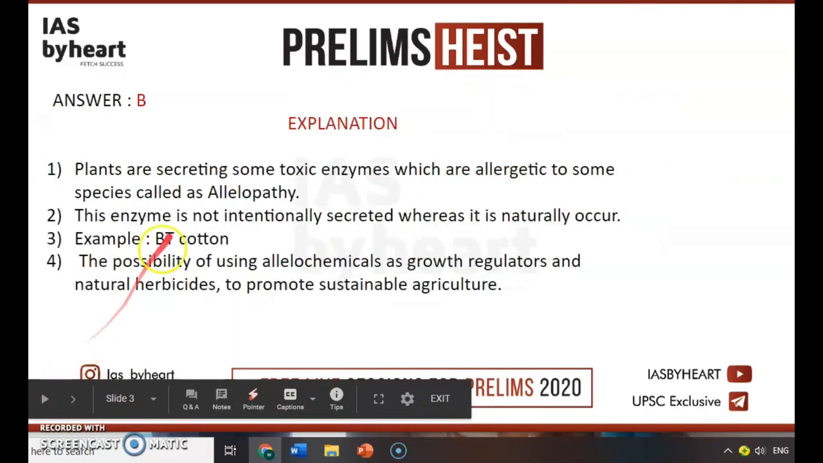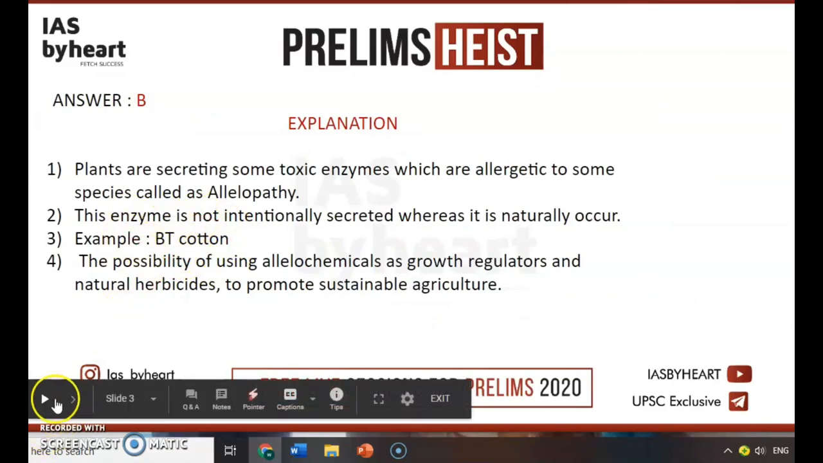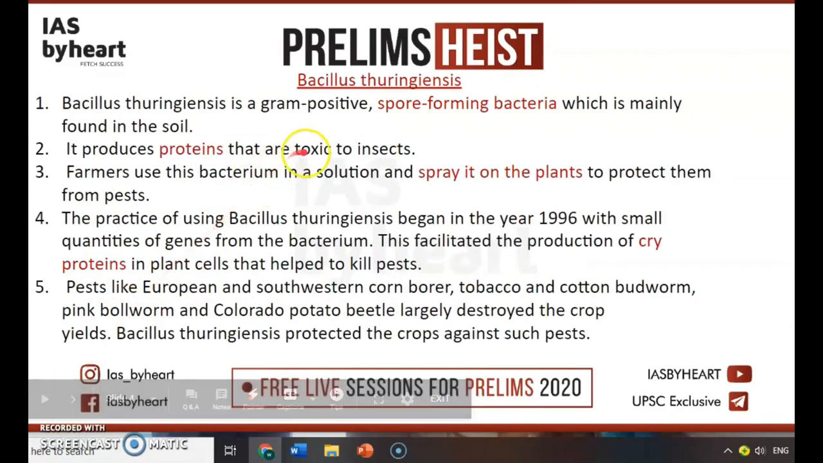BT cotton means Bacillus thuringiensis cotton. What is meant by Bacillus thuringiensis? See, it is a spore forming bacteria. It is mainly found in the soil. It produces a protein that is toxic to insects. This Bacillus thuringiensis is sprayed onto the plant to protect them from pests. So farmers use this bacteria.